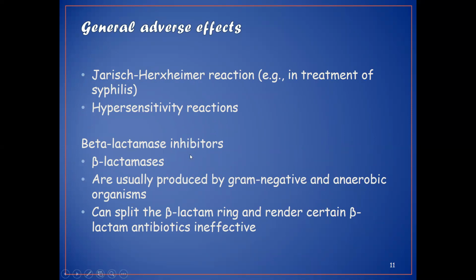So beta-lactamases are usually produced by gram-negative and anaerobic organisms. This can split the beta-lactam ring and render certain beta-lactam antibiotics ineffective. So we have some pathogens that are able to produce beta-lactamase, okay? Which pathogens produce it? The gram-negative and anaerobic organisms. They're able to split the beta-lactam ring, due to which beta-lactam antibiotics are ineffective.